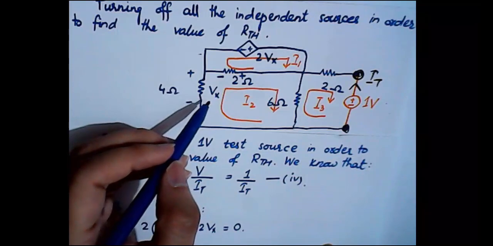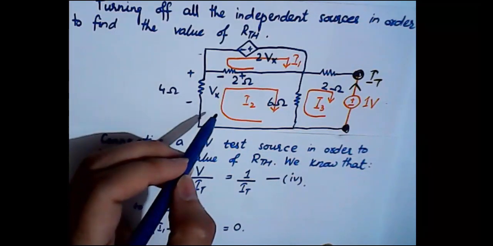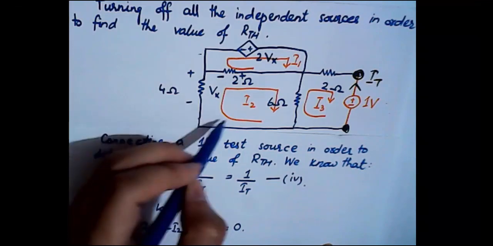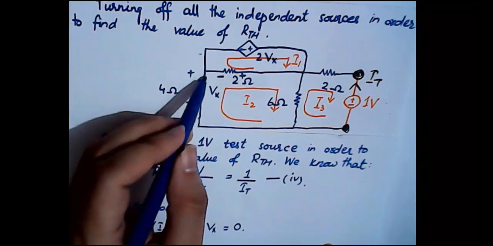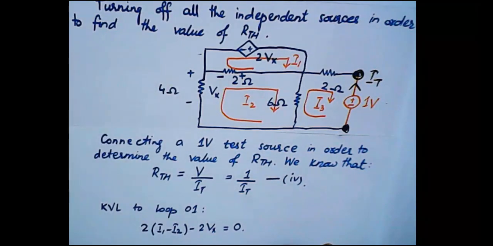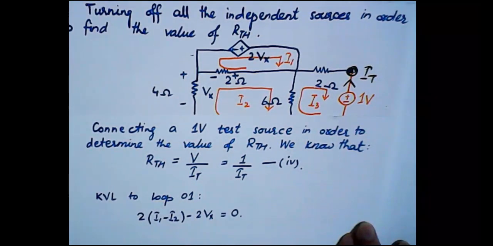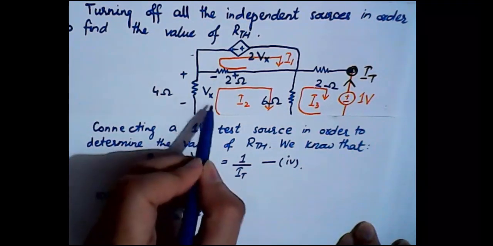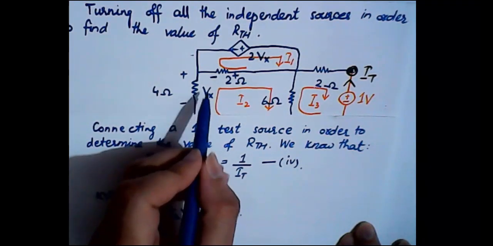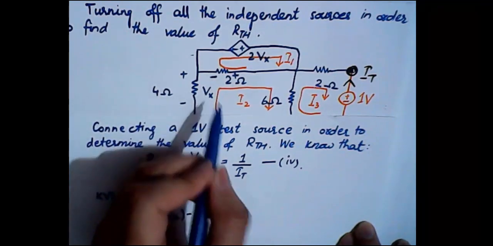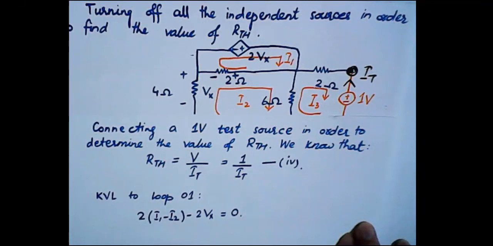Because here the current I2 is flowing from the negative terminal to the positive terminal of this Vx. Understand? So, since this current is entering the negative terminal, Vx will be equal to 4 times minus I2. This is very important. Why?